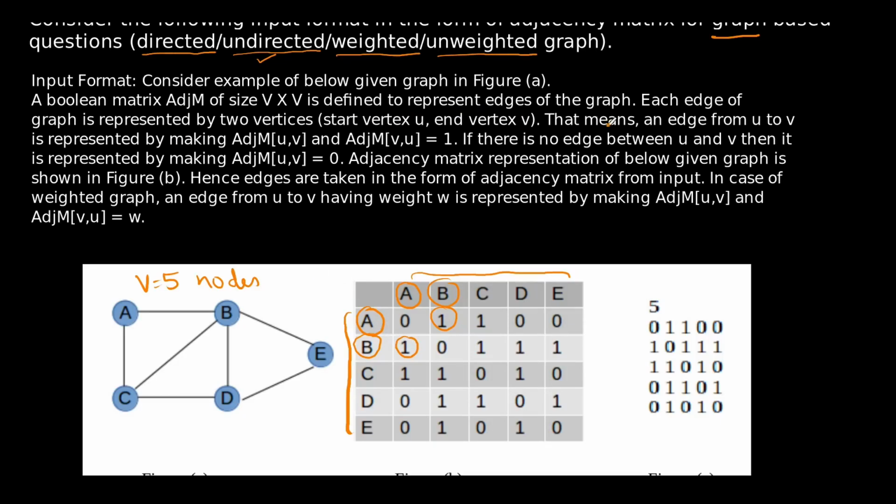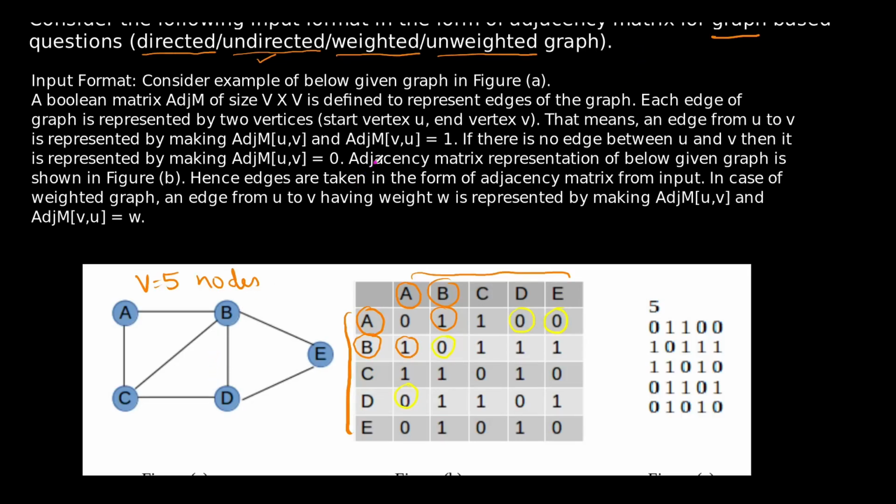Clear? So you can see here that an edge from U to V is represented by making adjacency matrix UV and adjacency matrix VU equal to 1. If there is no edge between U and V, then it is represented by making this particular index equal to 0. So you can see there are many zeros here, and at every place we have 0, that means there is no edge. So A and D has 0 here. It means there is no edge between A and D.